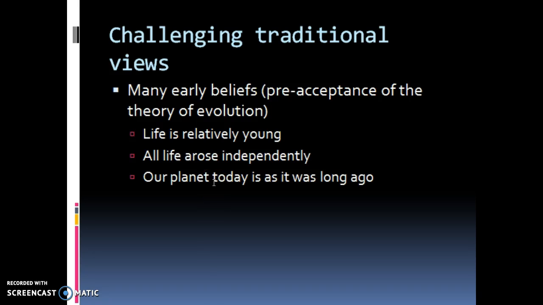And the last one, our planet today was as it was long ago. Oddly enough, there were people literally 200 years ago that thought our planet was 2,000 to 6,000 years old. That was it. And the pyramids are older than that, so I don't quite understand how people could believe that our planet is like this brand new thing. No, there's evidence that suggests our planet is billions of years old. We can find that evidence in rocks.